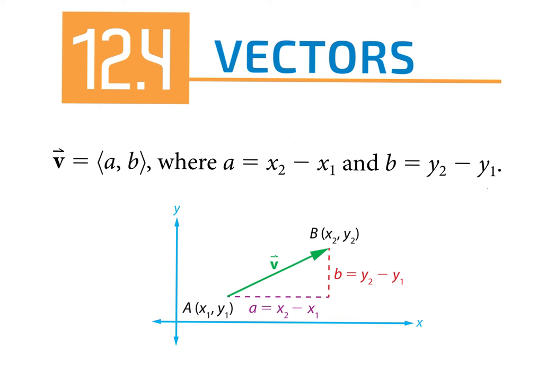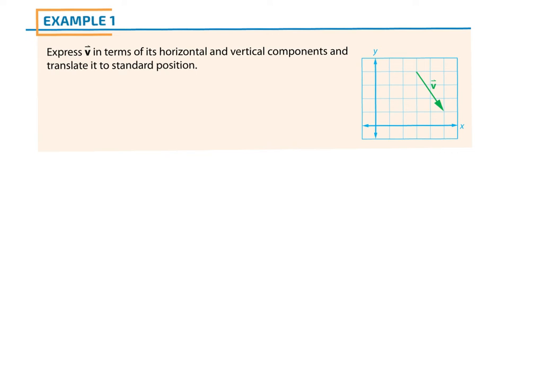All right? So let's look at this first example here. Express this vector in terms of its horizontal and vertical components and translate it to standard position. So what is it asking for? It is asking for how do I move from the end subtracting the beginning, right? So if I'm starting at the beginning and going to the end, what's the movement look like? And where would this be in standard position? Standard position is if my starting point is at the origin, all right?